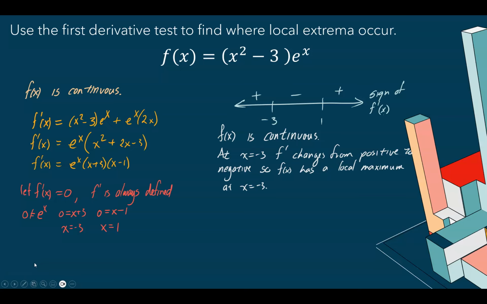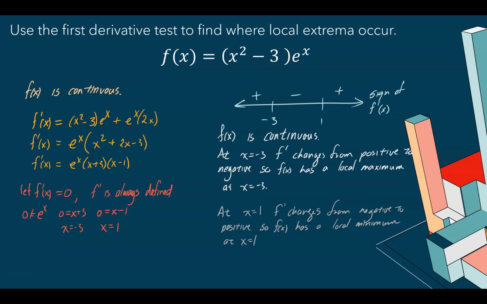And then, how are we going to conclude? Well, f is continuous. At x equals negative 3, f prime changes from positive to negative. So f has a local maximum at x equals negative 3. Cool. And at 1, what do we see? At x equals 1, f prime changes from negative to positive. So f has a local minimum at x equals 1. All right, I hope you're good to go.